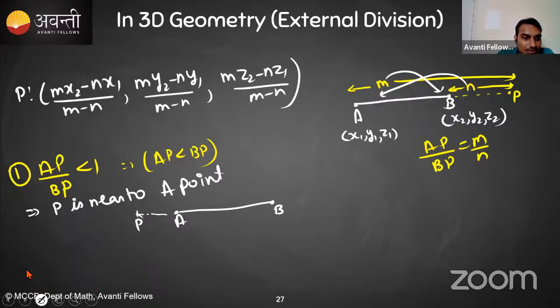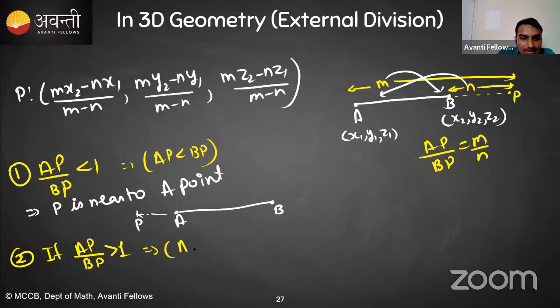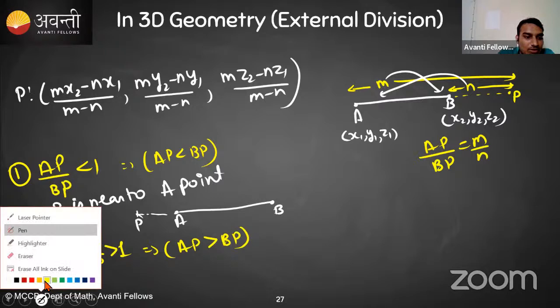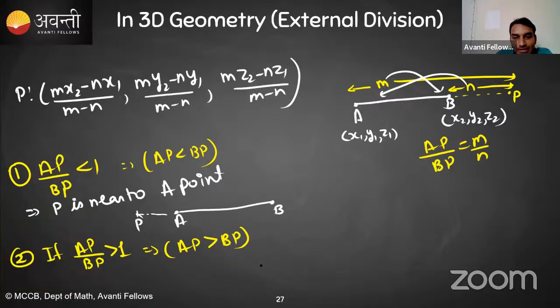Second, what is it? If AP upon BP is greater than 1, it means AP distance is greater than BP distance. So what will the situation be? Yes, you have guessed it right, this is point A, this is point B, and AP distance should be greater than the BP distance. So point P has to be here.